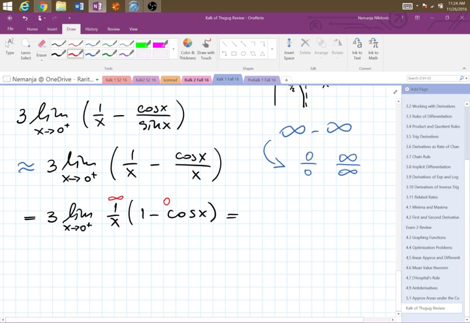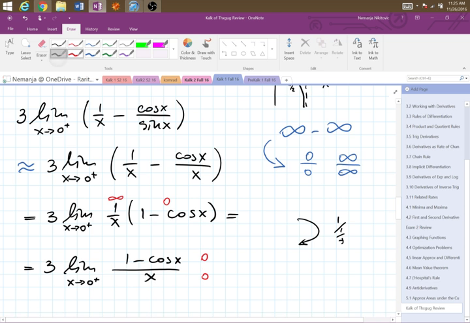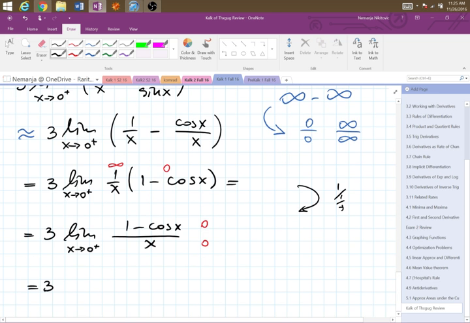So we are going to use the trick now: 1 over f. I'm going to have 1 minus cosine x remain in the numerator, and then 1 over x is just x right here. At this point, I have 0 over 0, which is indeterminate form. Which means that I can use L'Hopital's rule.